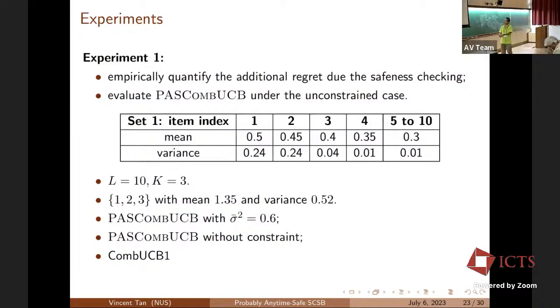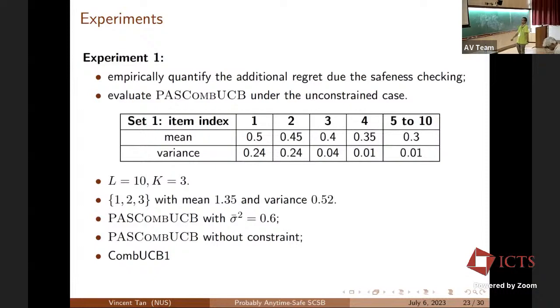The baseline is, of course, the unconstrained case, combinatorial semi-bandits, without any variance constraint or anything fancy like that. So we want to empirically quantify the additional regret due to safeness checking, and to see that our algorithm actually degenerates or particularizes to the unconstrained algorithm if there are no constraints.